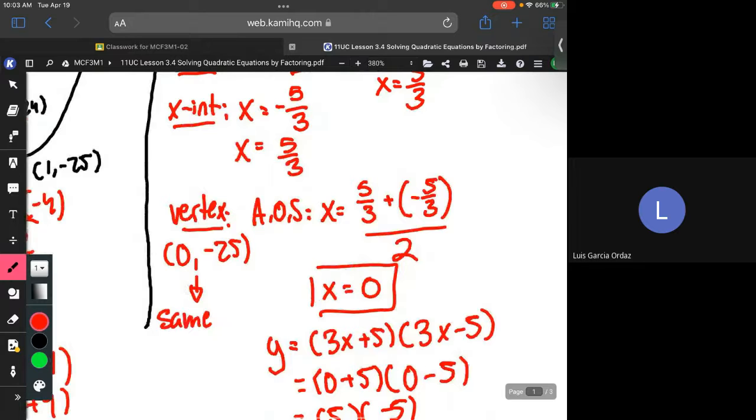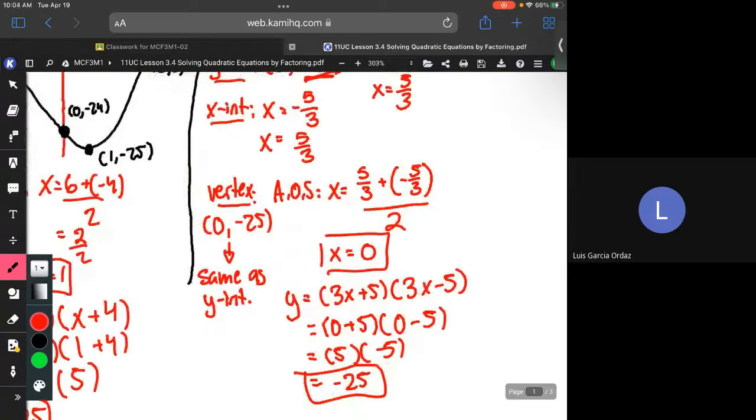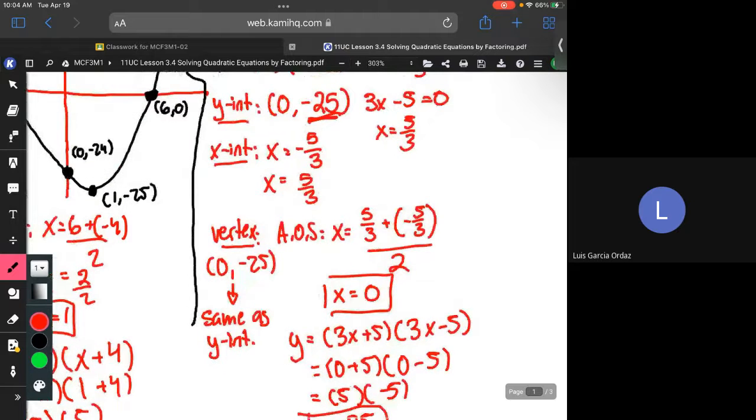Wait, how is the y vertex the same as the vertex? Because when I find my axis of symmetry, I get x is equal to 0. Okay? And when I plug in 0 for x in my equation, I get a value of negative 25. So my vertex is 0 and negative 25, which is the same thing as my y-intercept.